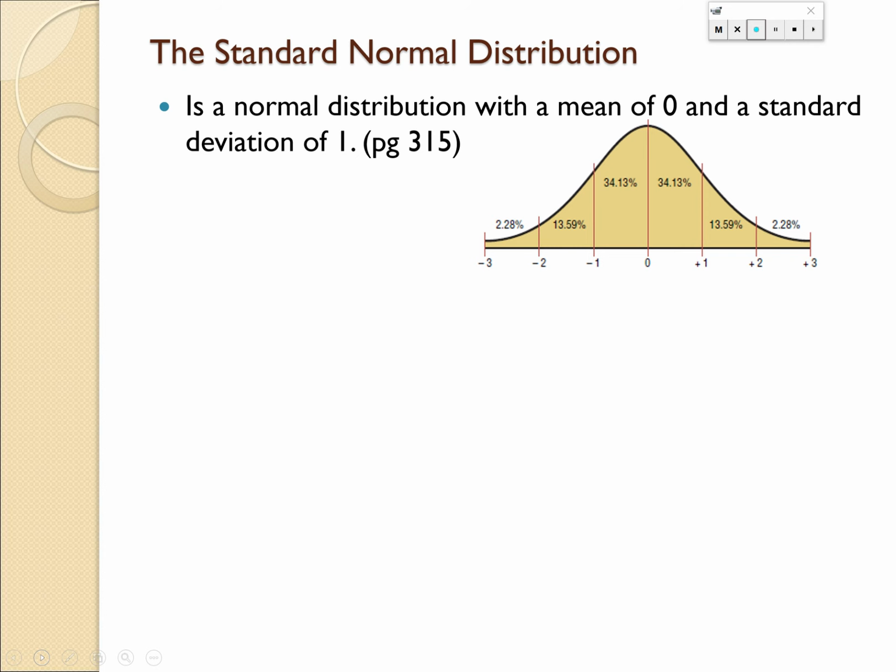The standard normal distribution is a normal distribution and has a mean of 0 and a standard deviation of 1. Mean of 0 and a standard deviation of 1.